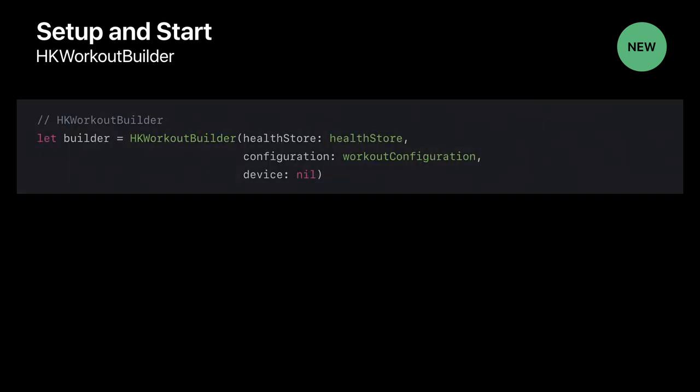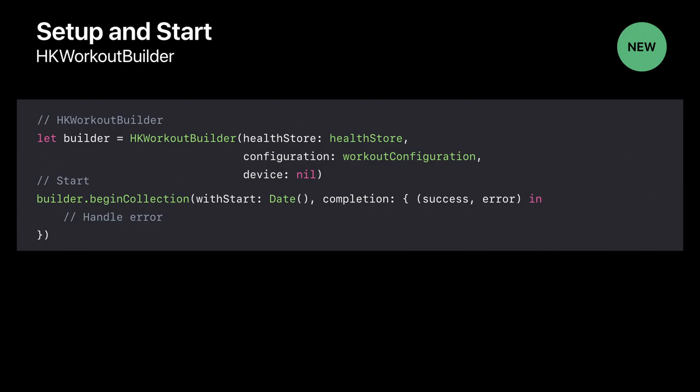So first, we need to create a workout builder. And to do that, we use the initializer, and we have to pass a health store object, a configuration, which contains information like the workout type, whether it's indoor or outdoor, and other information. And finally, an optional device if the data comes from an external device, for example. Once my builder is created, all I need to do is call begin collection and pass a start date.